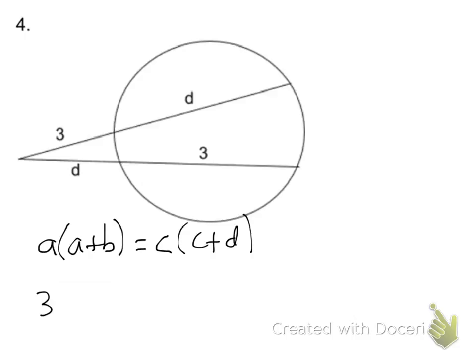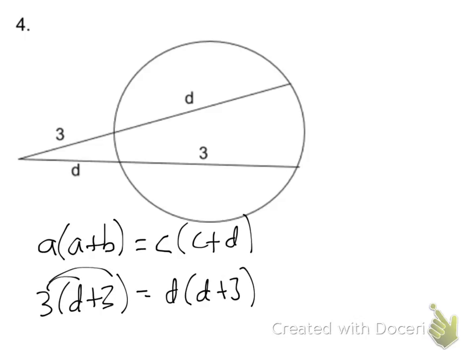So the first one is 3 times D plus 3. I like to put my variable first. Equals D times D plus 3 again, isn't it? Distribute. What's 3 times 3? 3D plus 9. 3D plus 9 equals D squared plus 3D. I have a quadratic, guys.